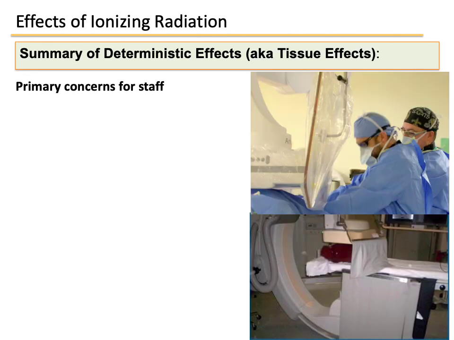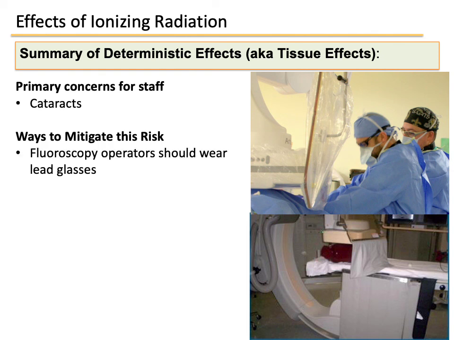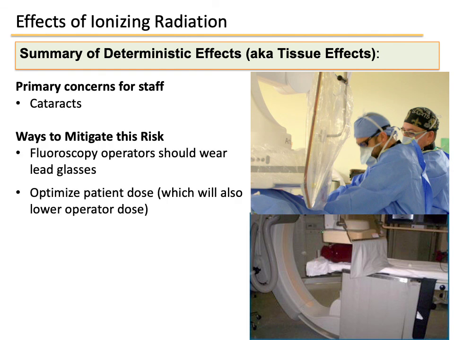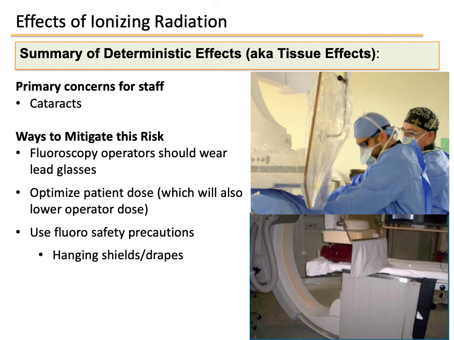So in summary, the primary tissue effect that's of concern to staff is cataracts. This risk can be mitigated by wearing lead glasses if you're working in a fluoroscopy room and by optimizing patient dose. Use fluoro safety precautions, including hanging shields and lead drapes. And finally, limit the time you're near the patient, and if you aren't needed at the bedside, take a few steps back.